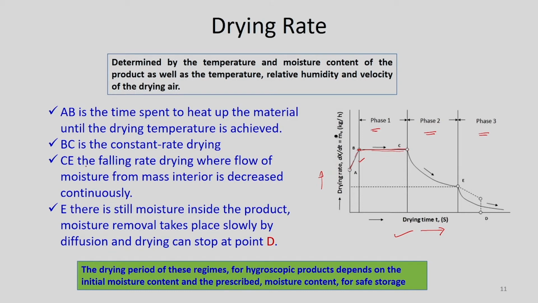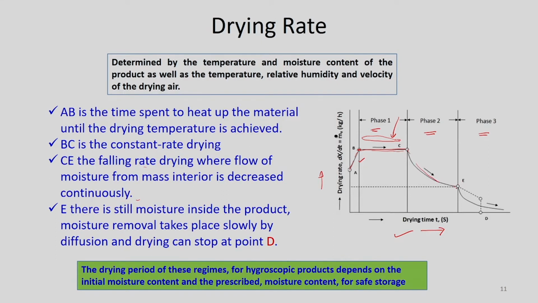Then CE is the falling rate drying, where the flow of moisture from the mass interior is decreased continuously. So, when moisture is removed from the surface, then phase 1 is applied. When the moisture has to be removed from the interior of the material, then this pattern follows. That is, falling rate drying follows.